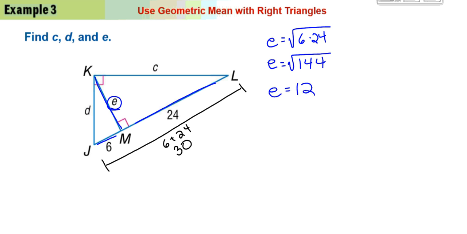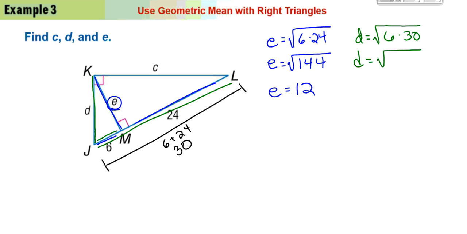It won't always be a perfect square. We can put it in simple radical form if we need to. We can also put it as a decimal if needed. The next one we're going to look at is one of these legs. I'm going to pick D next, and I like to do that middle one first if I can. D is the geometric mean of the little piece close to it and that whole hypotenuse. So D equals the square root of 6, the little piece, segment JM, times the whole hypotenuse, which is 30. So D is the square root of 180.